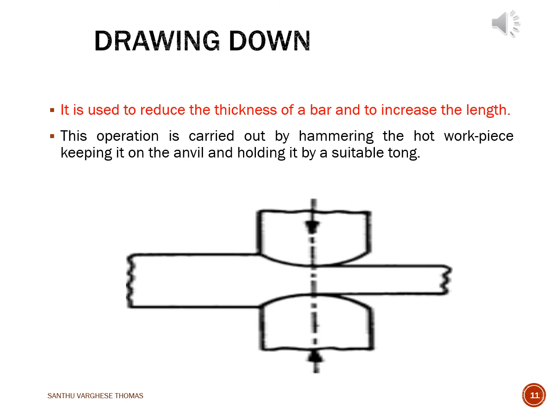Next is a drawing down operation. In drawing down operation, it is used to reduce the thickness of a bar and increase the length, whereas in upsetting operation, it was reducing the length and increasing the thickness. It is just opposite to the upsetting operation. This operation is carried out by hammering the hot workpiece, keeping it on anvil and holding it by a suitable tongue.